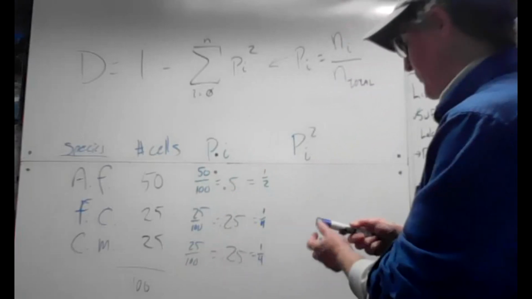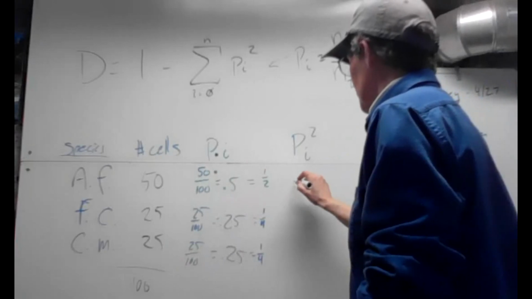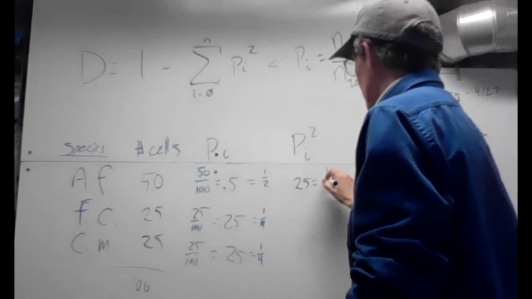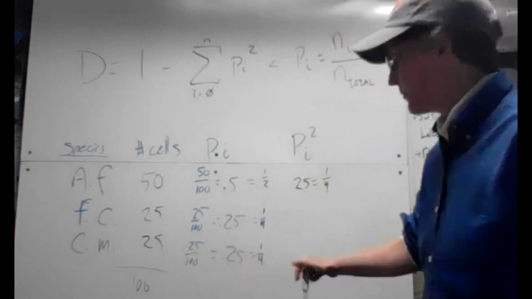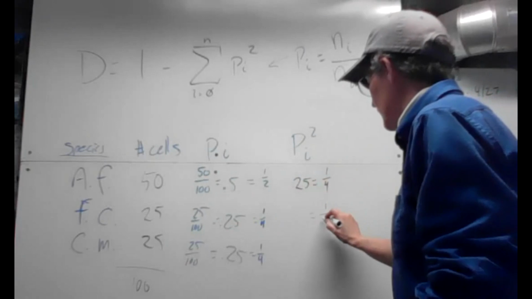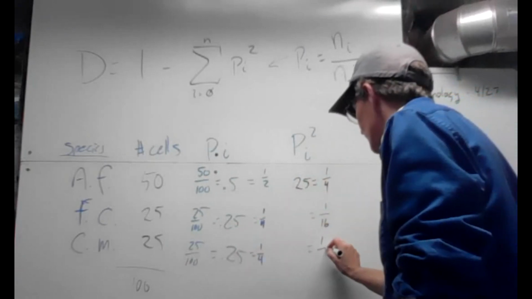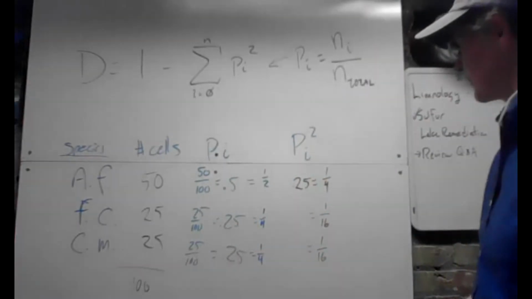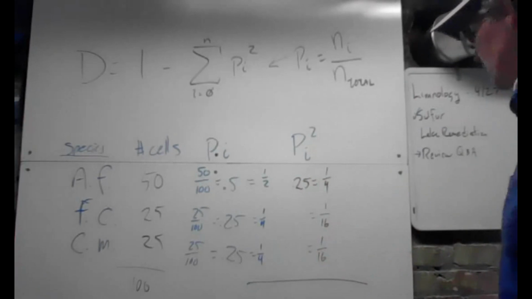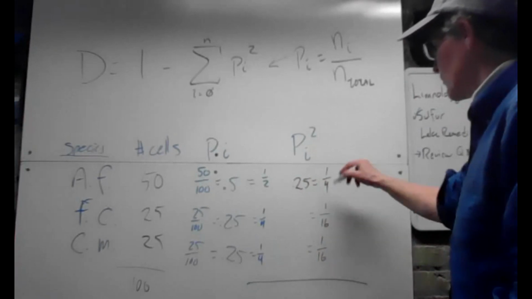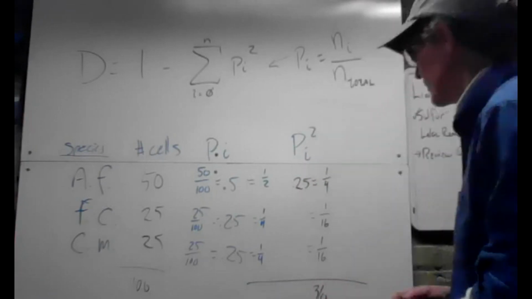In other words, 0.5 squared. So this would be 0.25, or 1/2 squared. This would be 0.25 squared, which is a 16th. This would be 0.25 squared, that's another 16th. And if you add these all up together, 2/16 is 1/8, a quarter is 2/8. So in other words, 3/8.